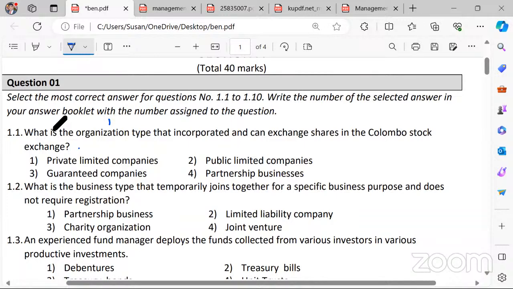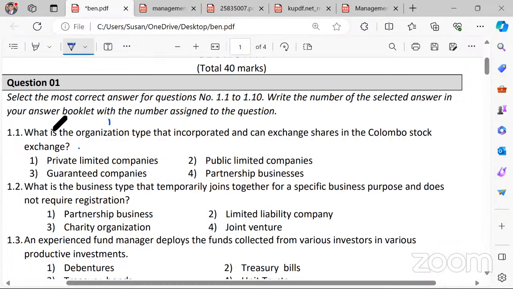The first lesson is the organization, the very first chapter, types of organization. We have discussed these legal forms of organizations. What is a private limited company? What is a guaranteed company? What is a public limited company? What is a partnership? What is a sole proprietor? What is a joint venture? All these we have discussed in that lesson.